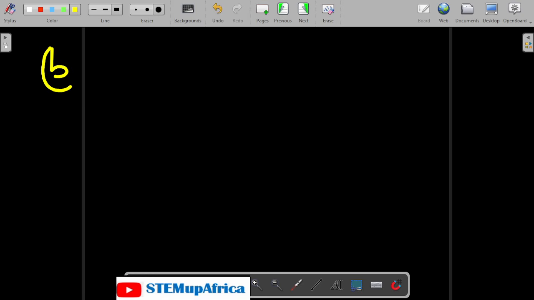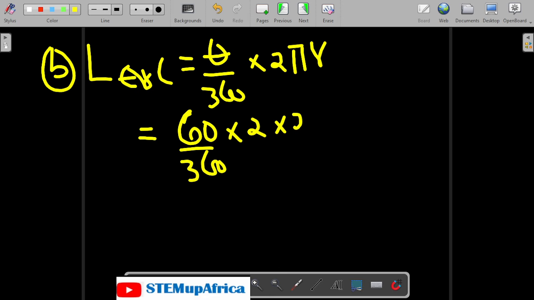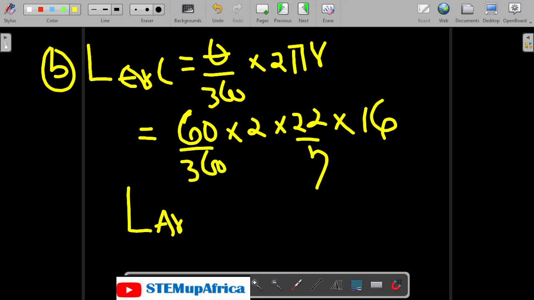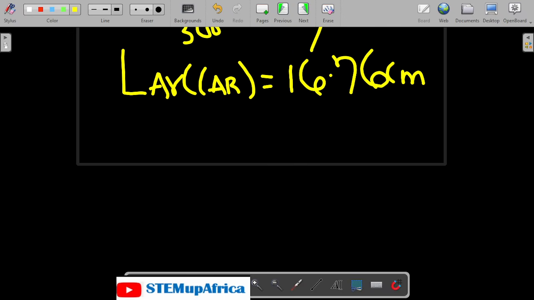So B, length of arc. Formula is theta over 360 times 2 pi r. This is 60 over 360 times 2 times 22 over 7 times 16. Then calculate the length of the arc AB. We are going to multiply and divide, 16.76 cm. So let's also find the length of AB.